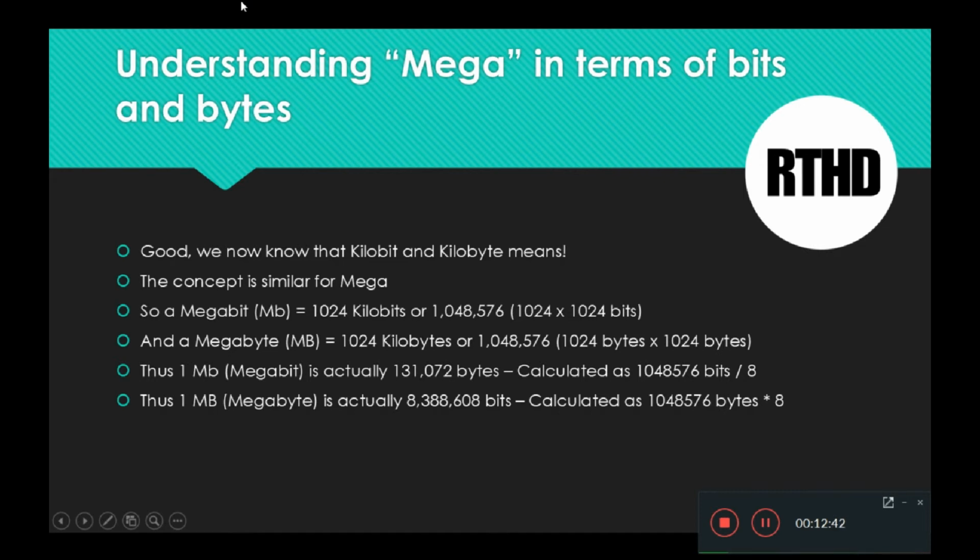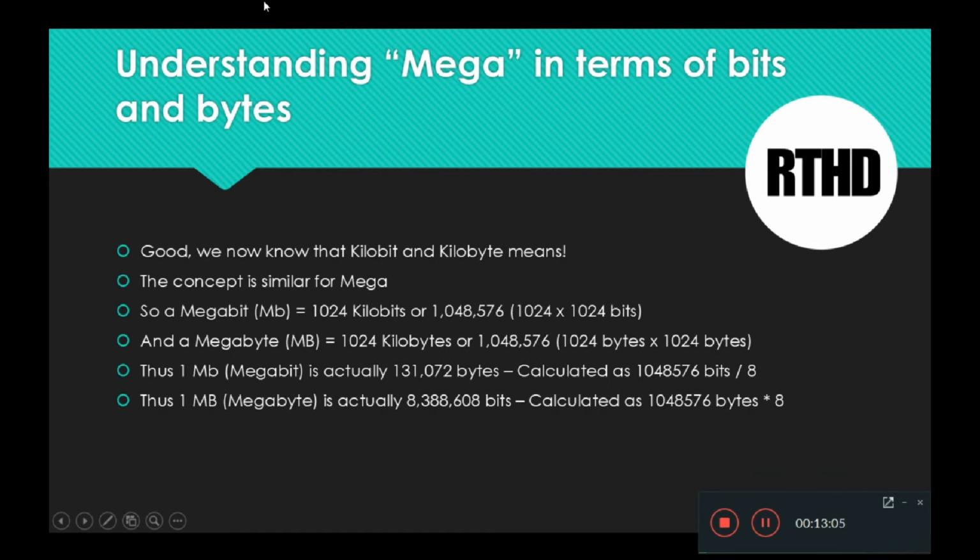Therefore, we see that 1 megabit is actually 131,072 bytes. How did I get that? We simply took the bits value of what a megabit is. You see this value here. We took that and we divided it by 8 to get it into bytes. And that's how we got 131,072 bytes.